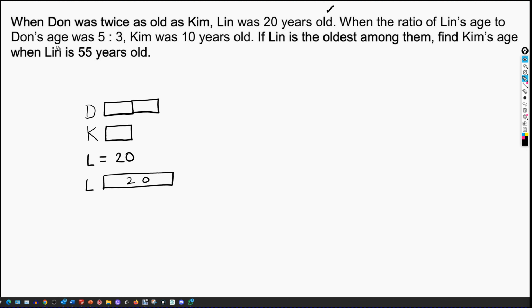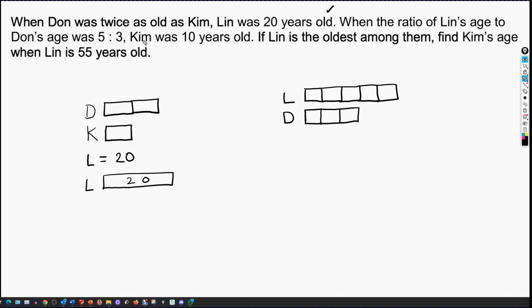Right, second bit here. When the ratio of Lin's age to Don's age was 5:3, Kim was 10. Okay, and again, my pupil was able to do this. So we've got Lin, we've got Don, and we're going to give Lin 5 parts. And these are supposed to be equal parts. It doesn't matter that they're not perfect, because I, the drawer, the one using the model, know what they represent. And if that's 5, well, Don has got 3 of those parts. Fantastic.